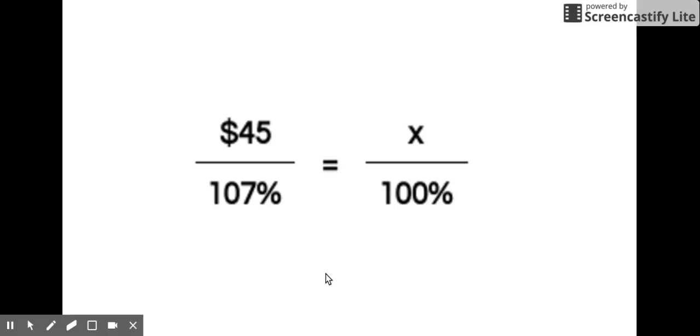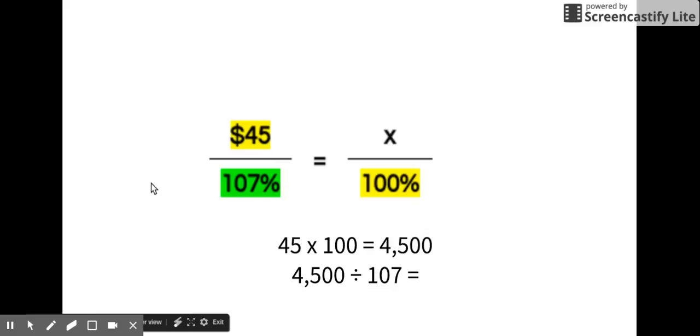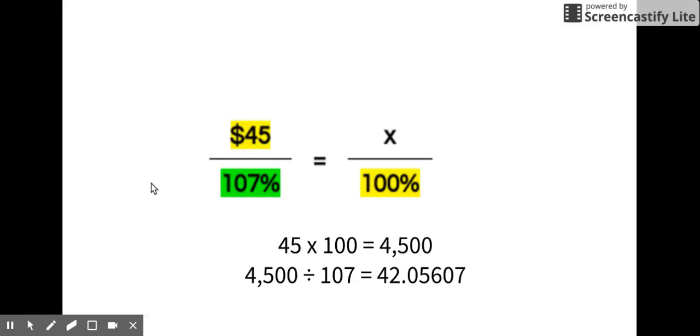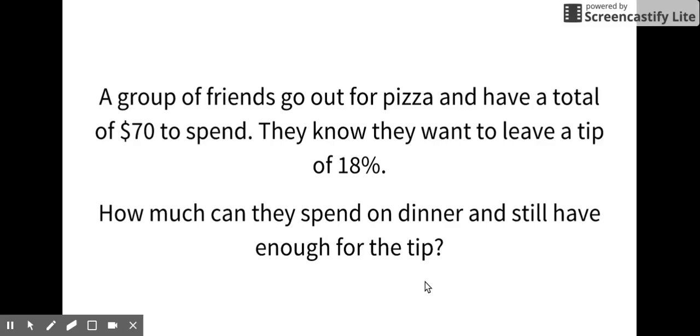So we're going to do 45 times 100, which is equal to 4,500. Then we are going to take 4,500 and divide by 107 and get 42 and 5,607 thousandths. Well, let's round that to the nearest cent, or we're going to round it down. We're going to round the cent down. So we've got $42.05. Sarah can select $42.05 worth of clothing and still have enough money to pay the tax.